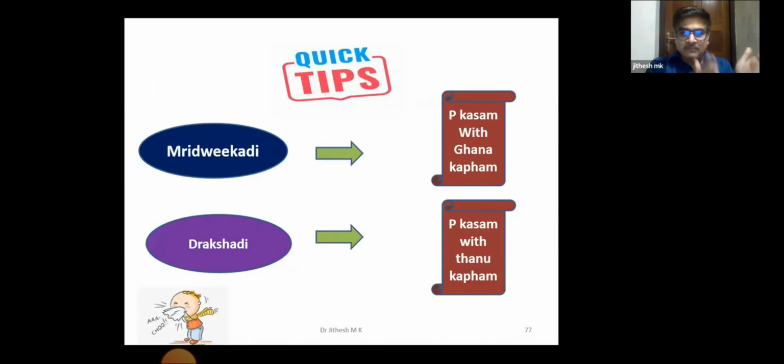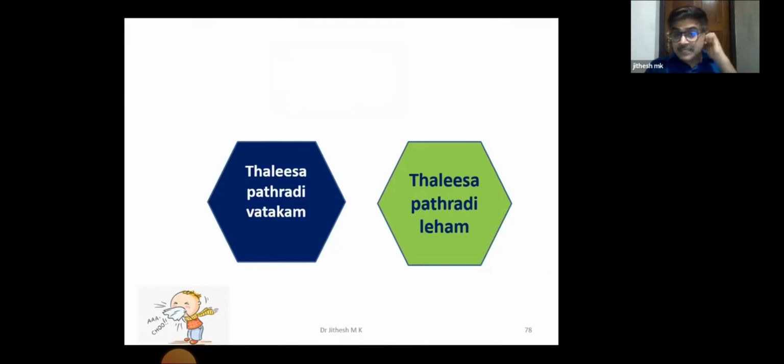So, now we will go to the first part. Mrudyugadi can be given in Paitiga Kasa with Ghanakapha and Drakshadi can be given in Paitiga Kasa with Tanukapha. Typically, as a spoon feeding, we can say that for Paitiga Kasa with Ghanakapha, Mrudyugadi. Blindly you can prescribe. Paitiga Kasa with Tanukapha, Drakshadi. Just feed this.